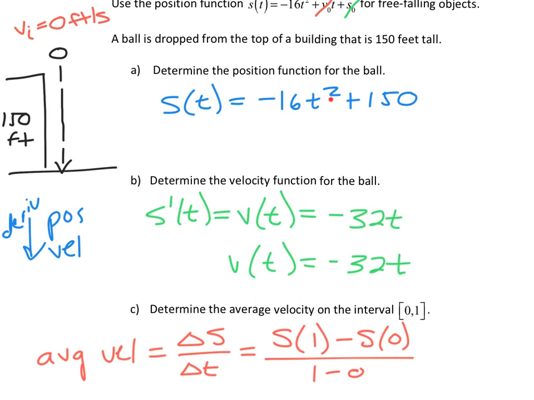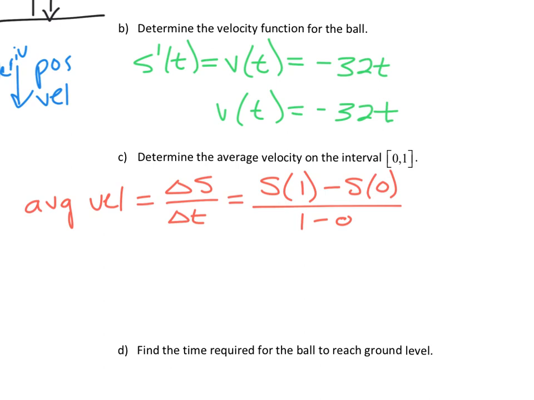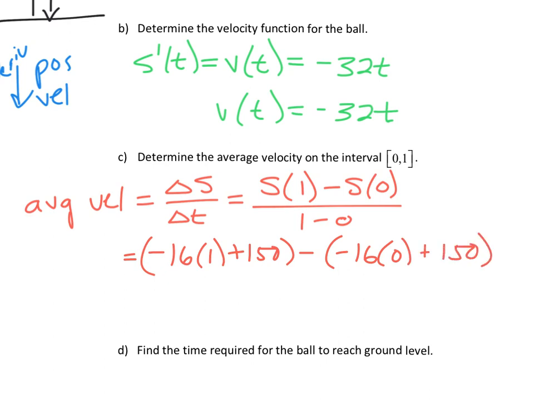So I'm going to have negative 16 times 1 plus 150, that's s of 1. If I write that out, we have negative 16 times 1 squared, which is 1, plus 150. That's my s of 1, minus, now I plug in the 0, so negative 16 times t squared, t is now 0 squared, plus 150. 0 squared is still 0, so I don't really have to write the squareds there if I don't want to. All over 1 minus 0, which is 1.